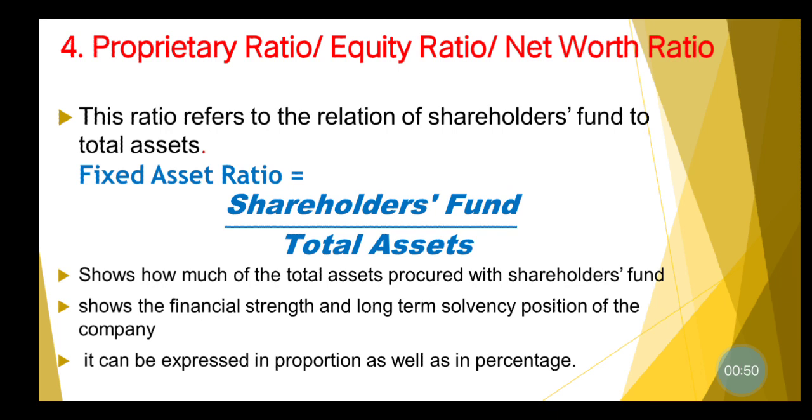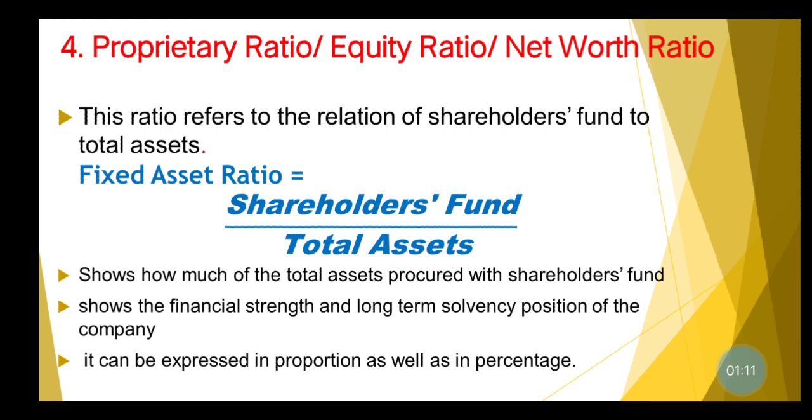So the ratio is shareholders fund divided by total assets. The two components are familiar to you. Shareholders fund, that you know. Total asset means total of fixed assets and current assets. So what is the objective of this proprietary ratio, computation of proprietary ratio?